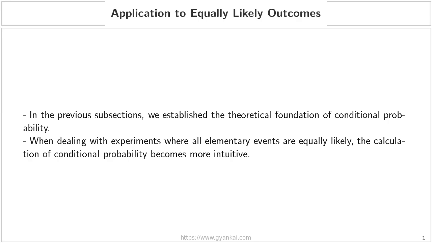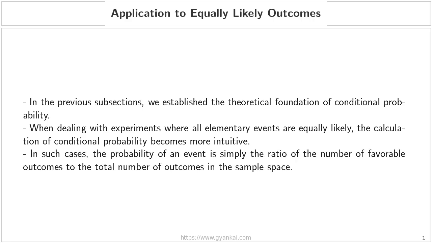Think of things like rolling a fair die or flipping a coin. In these specific scenarios, calculating conditional probability becomes much more intuitive and less abstract. You see, in these cases, the probability of any event is simply the ratio of the number of favorable outcomes to the total number of outcomes in our sample space.